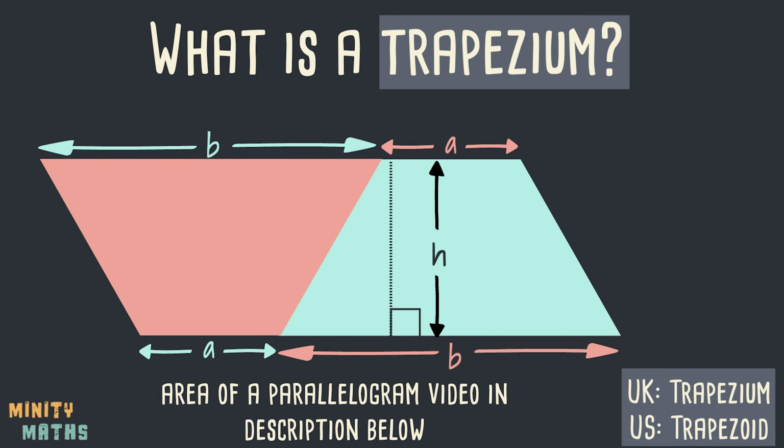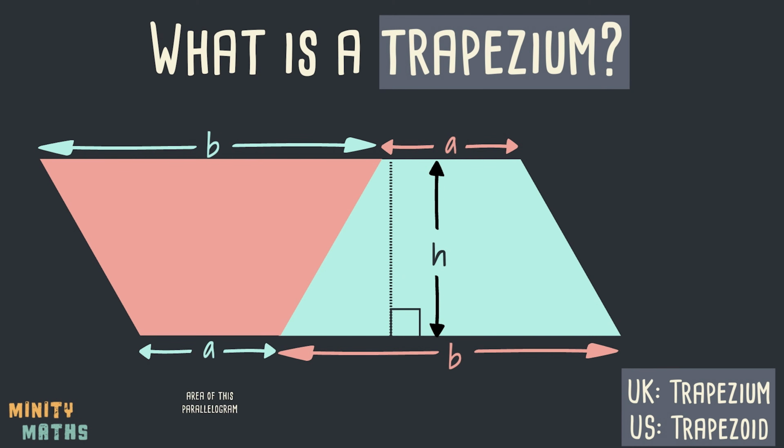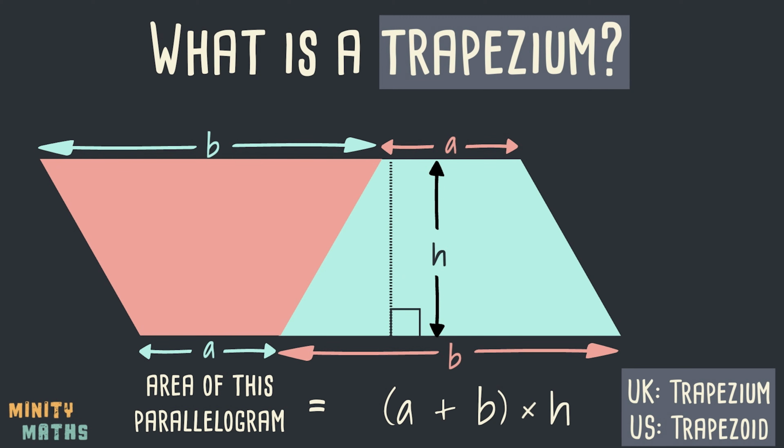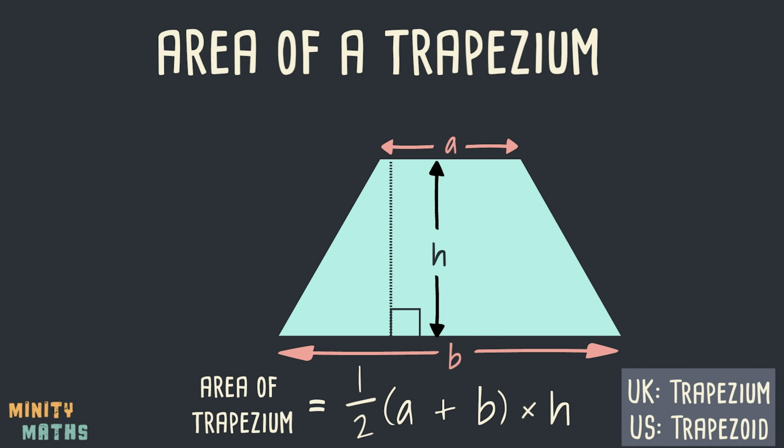Now we have a parallelogram, we can see that if we add the length of A and B together, we get the length of the base of the parallelogram. We can now multiply this by the height to find the area of this parallelogram. Remember, we duplicated the trapezium to make this parallelogram, so if we now halve the area of the parallelogram, we have found the area of the trapezium.